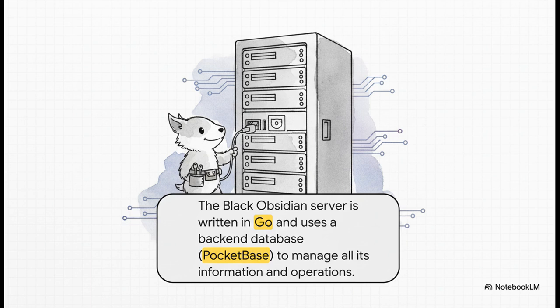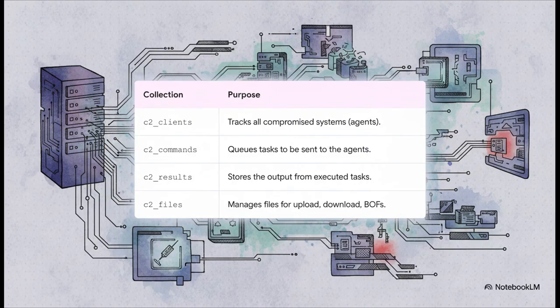This server is built to be a robust, organized hub for managing all the compromised machines, which it just calls clients. Now, check out how the server's database is structured. This isn't just some messy collection of log files. No, it's a really well-organized system. You've got distinct tables for keeping track of the agents, for queuing up commands, storing the results, and even managing files. This level of organization is absolutely crucial for pulling off a complex attack.